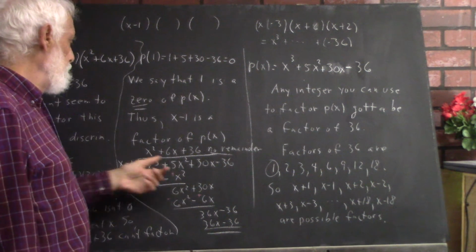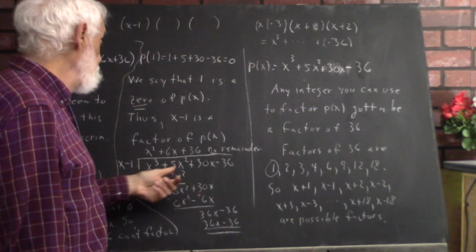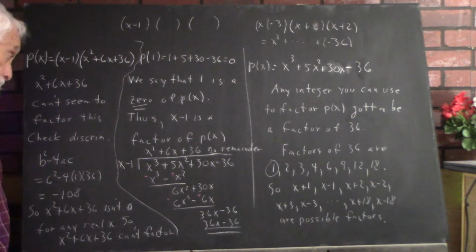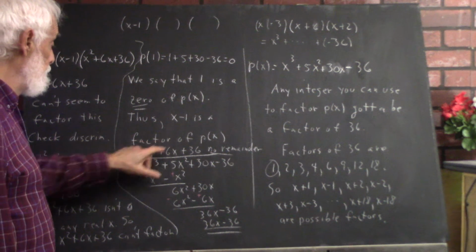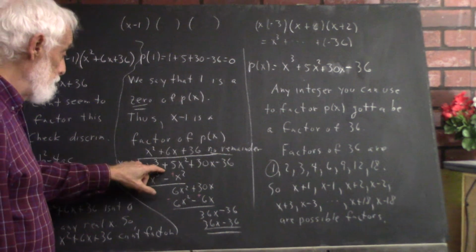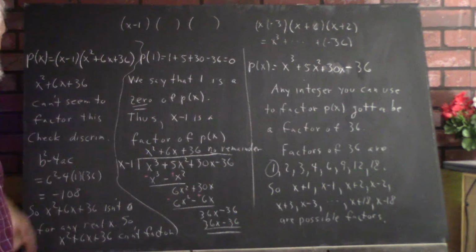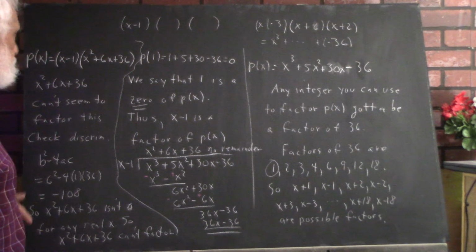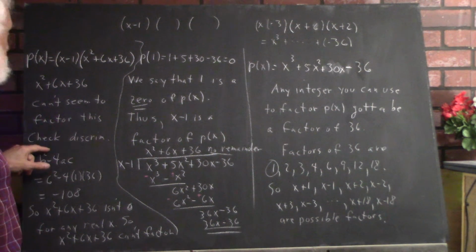Now, if you divide one number into another, the result multiplied by the number you divided by gives you that quantity. So since this divided into this gives you this, this times this gives you this. That's why P of x equals this. Okay, now, you have x squared plus 6x plus 36. We can't seem to factor this. You try.